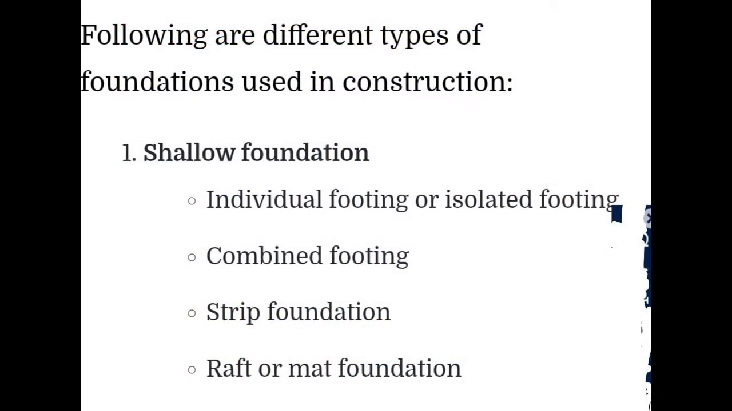Okay, there are few types of foundation. Generally, there are main two types: shallow foundation and deep foundation. There are four types of shallow foundation: individual or isolated footing, which we are going to learn. Next is combined footing, then strip footing, and raft or mat foundation. And there are two types of deep foundation: pile foundation and drilled shafts or caissons.